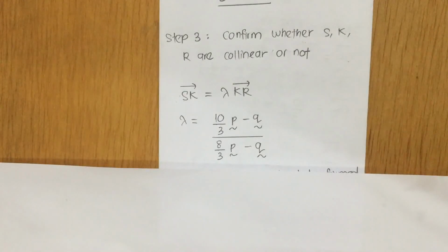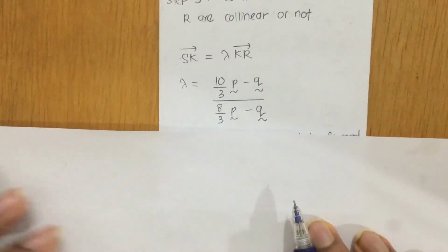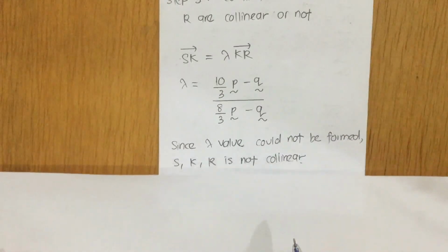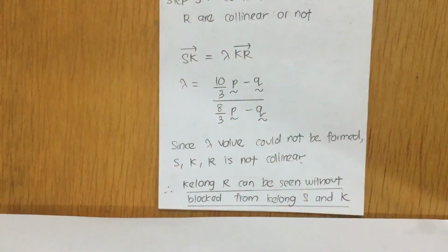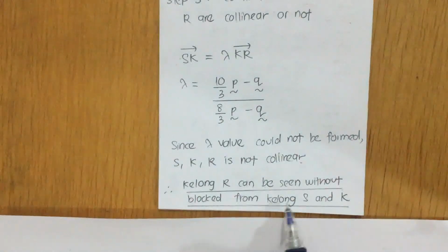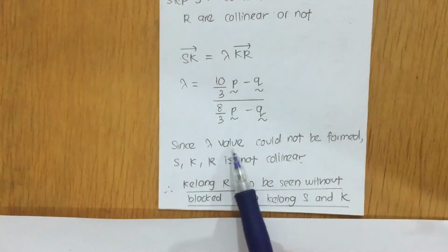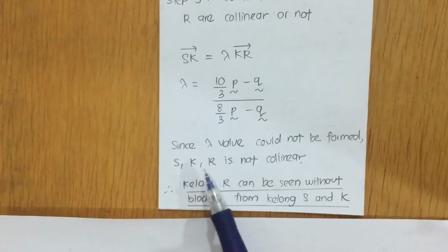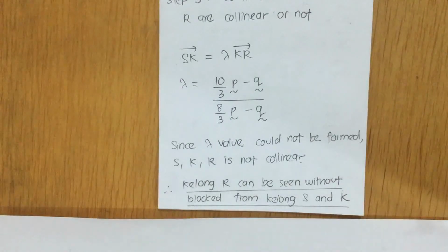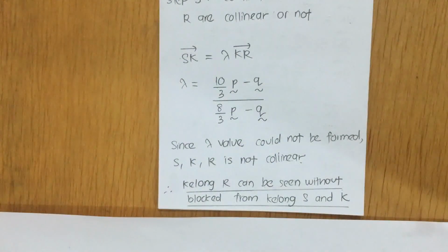So if you cannot come up with the lambda value, from here we can conclude that kelong R can be seen without being blocked by kelong S and K. Since the lambda value could not be formed, S, K, R are not collinear. So this is your answer, guys, supported with this mathematical statement. Kelong R can be seen without being blocked by kelong S and K. This is your final answer.